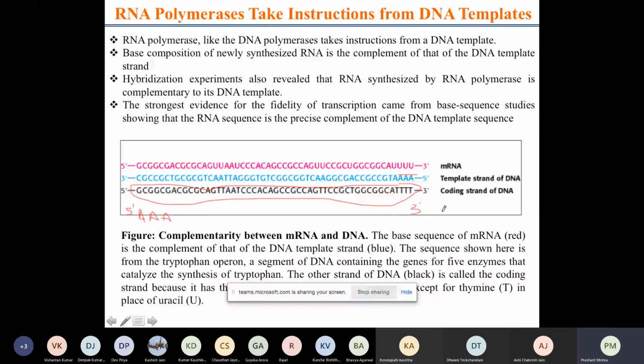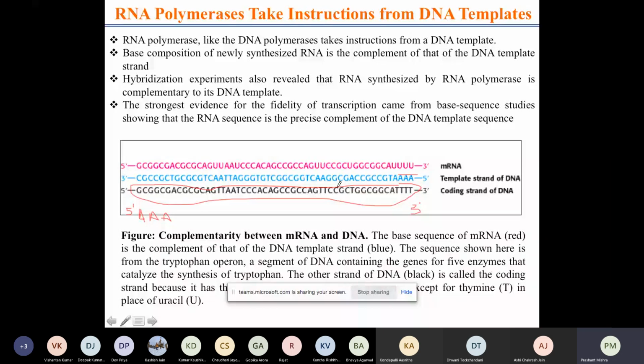Now, we are going to move on from here. This is just a convention which I was discussing. So now you have this coding strand and this is the template strand which has been synthesized. Now, whenever the RNA is synthesized, then again it will be 5 prime to 3 prime.